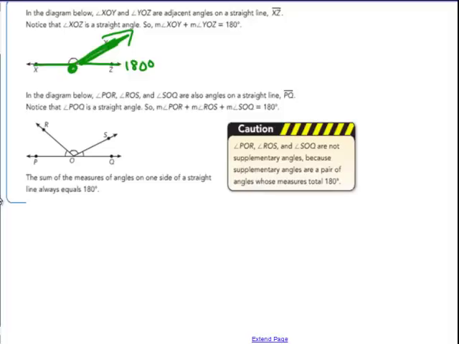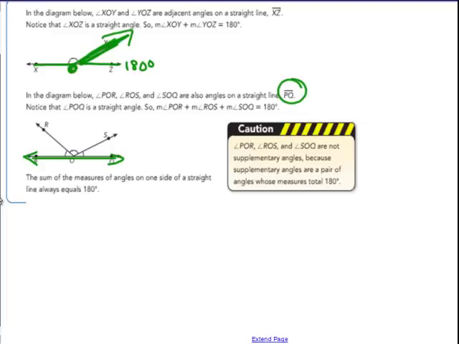In the diagram below, POR, ROS, and SOQ are also angles on a straight line. The straight line PQ. So here's the line PQ. They're calling it a line. Notice it doesn't have 3 letters in it. It's not calling it an angle. It's calling it a line. Notice that POQ is also a straight angle.